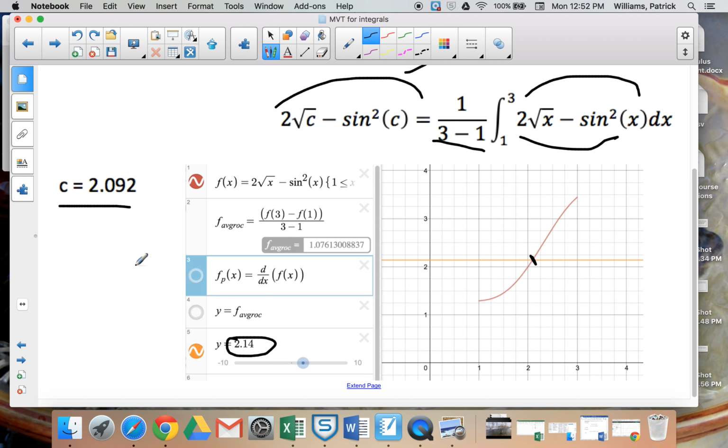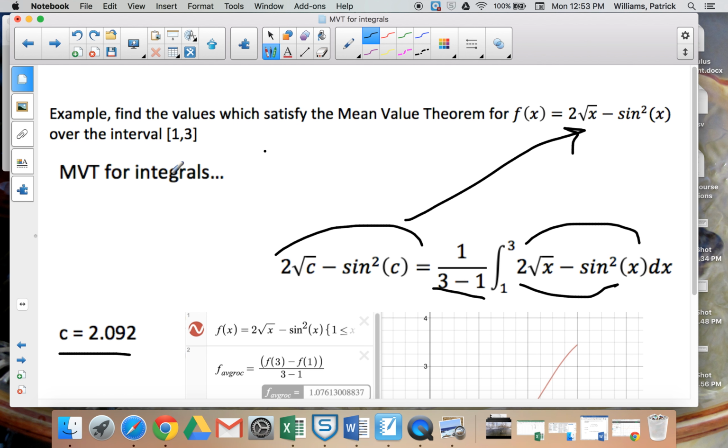So if you weren't able to get these problems, just go back over the video, try to give them another shot. But that's pretty much it. That's average value and the mean value theorem applied to integrals. Not too difficult. However, if you do have questions, please come into class and ask those, and hopefully we can clear those up.